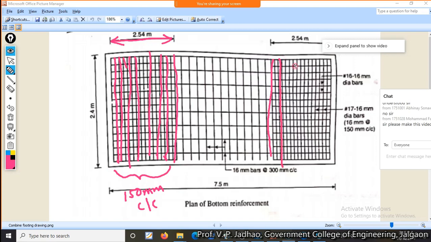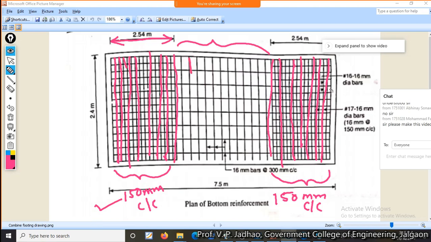We have provided these steel reinforcement bars. I will not draw every bar, just for understanding purpose. In this particular region we are providing this transverse reinforcement at 150 mm center to center, and in the remaining portion we'll curtail 50% of the bars. That is, instead of 150 mm center to center, we provide 300 mm center to center.